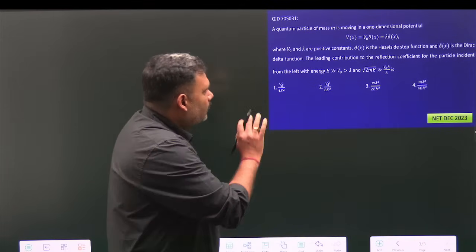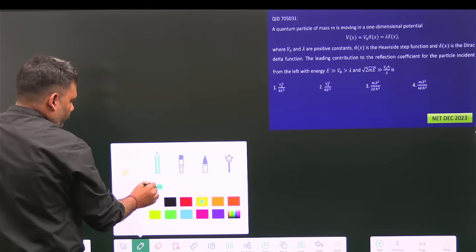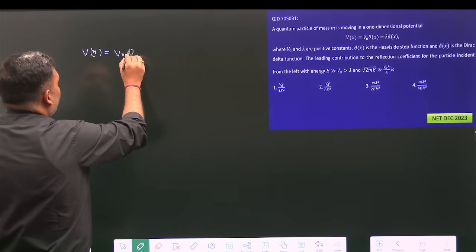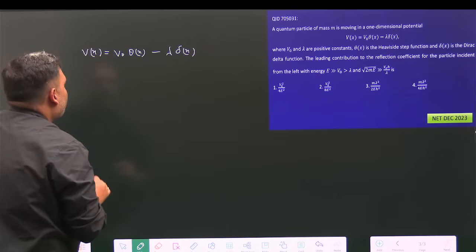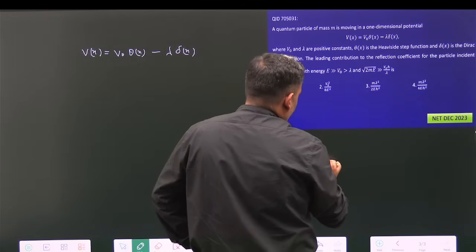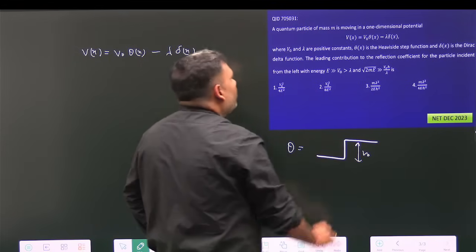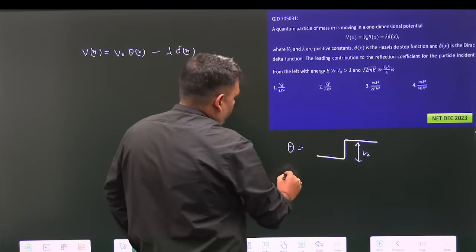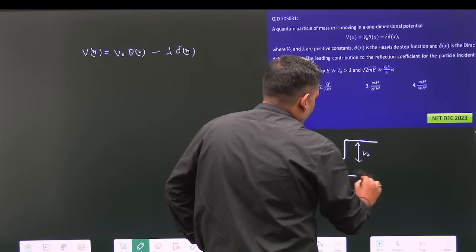So what is this particular potential? Vx is equal to V naught theta x minus lambda delta x. And what is theta x? First let's try to go for theta x. Theta x is basically the Heaviside function, and we will just plot it like this. Because its value is V naught, this is something like a step function. And lambda delta x we all know. So if we try to see the complete potential, Vx will look something like this: at this point we have the Dirac delta, and after that we have this one.